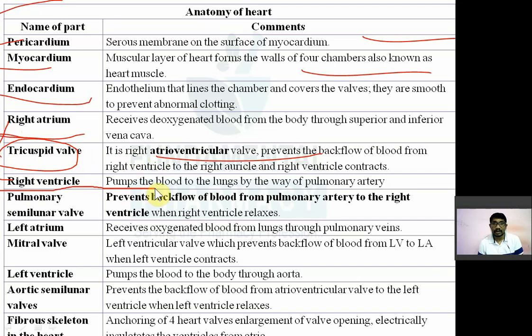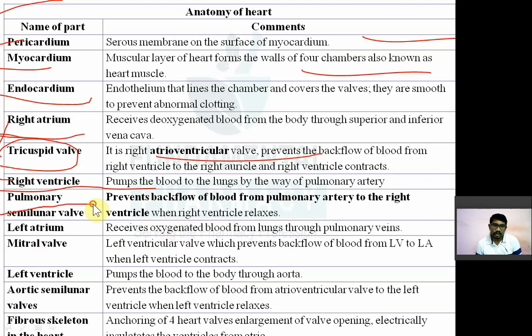The right ventricle will pump the blood to the pulmonary artery, and the artery will carry this deoxygenated blood to the lungs. There will be purification, an exchange of carbon dioxide and oxygen, and the pure blood is transferred into the pulmonary veins, which drain into the left atrium. To prevent the backflow of blood from the pulmonary artery to the right ventricle, there is the pulmonary semilunar valve.